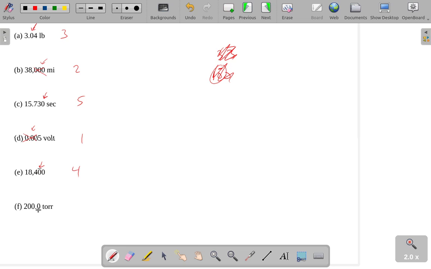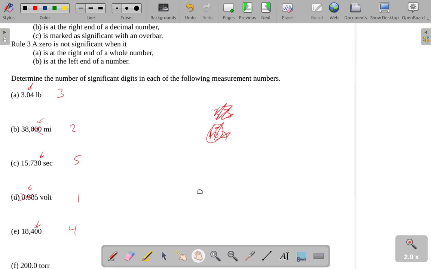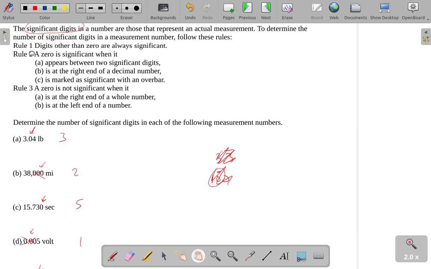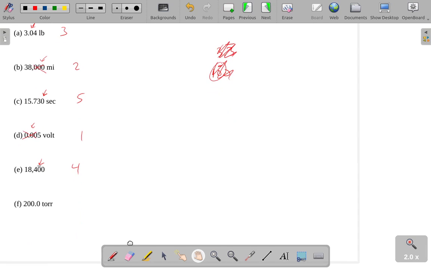And 200.0, this one might appear that it only has 1 significant digit at first, but I should say, rule 2A here says if it appears between 2 significant digits. It's not just between 2 non-zero numbers. So for instance, this one, that 2 is definitely significant. This 0 is significant, which makes these zeros also significant because they're between 2 significant digits. So this one would actually have 4 significant digits.